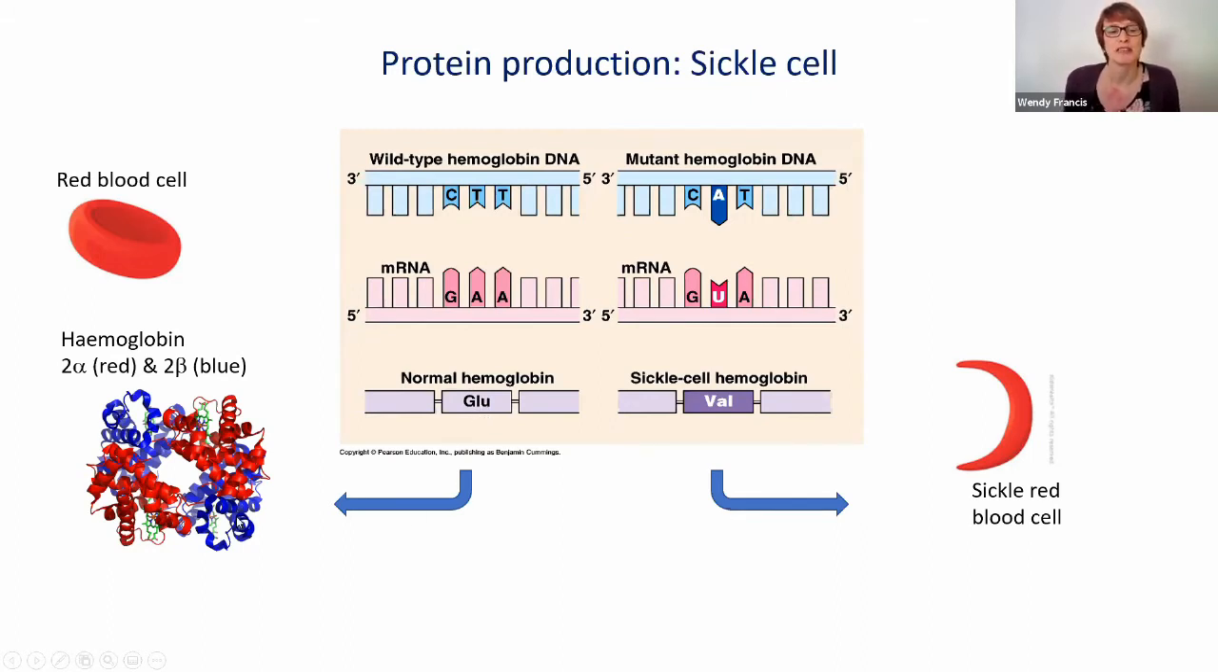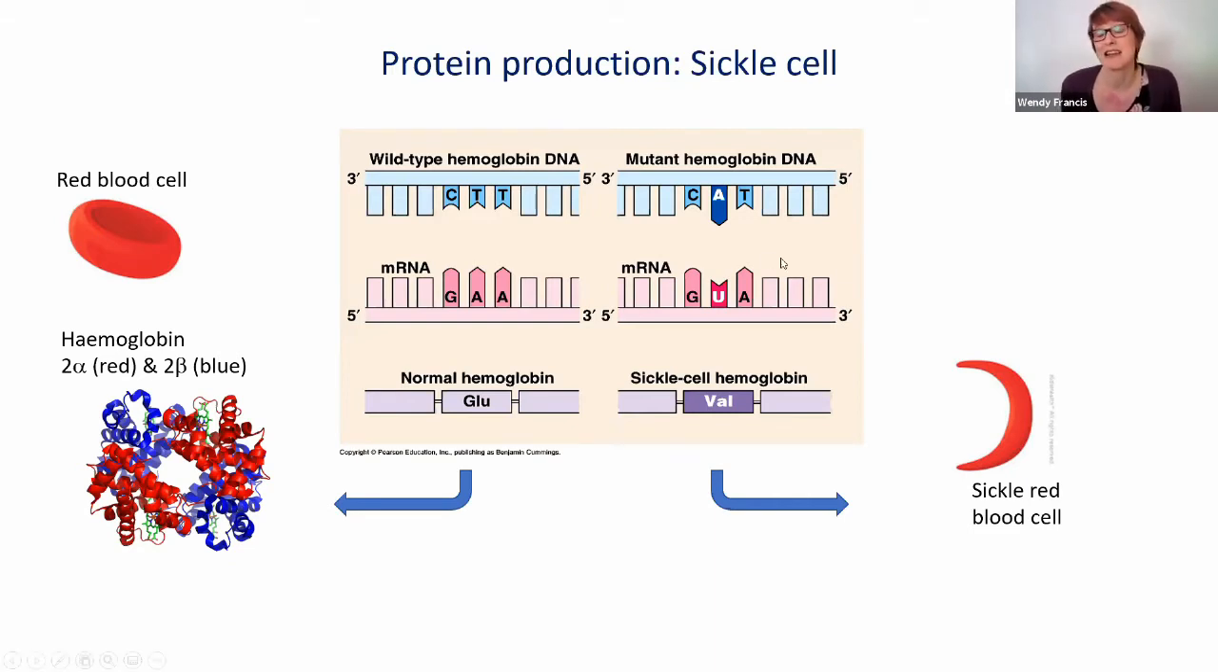Now, hemoglobin is made of 2 alpha globin chains and 2 beta globin chains, okay? And it's what carries oxygen within our red blood cells. So these hemoglobin molecules reversibly bind to oxygen, and as the red blood cells travel around the body, they deliver oxygen to all the different tissues of the body.